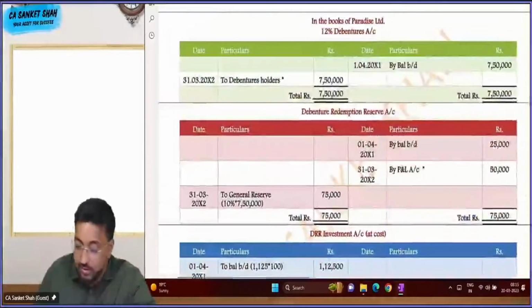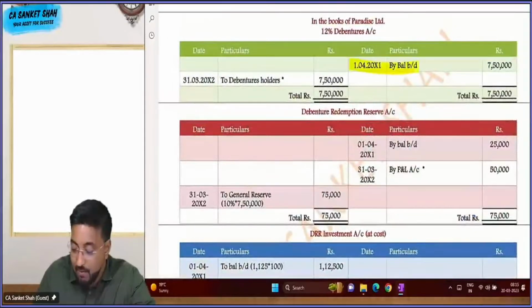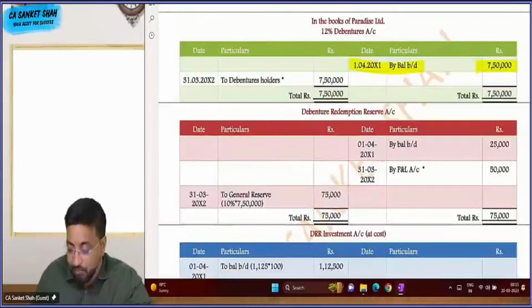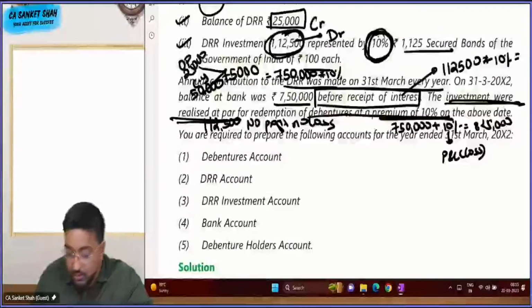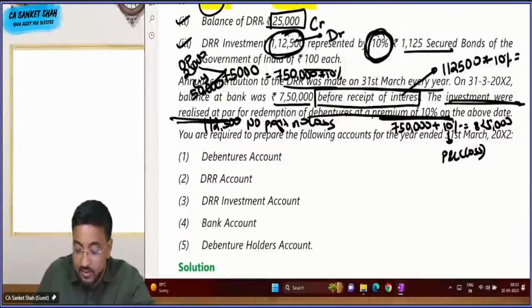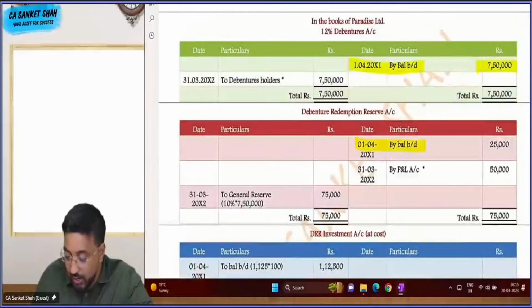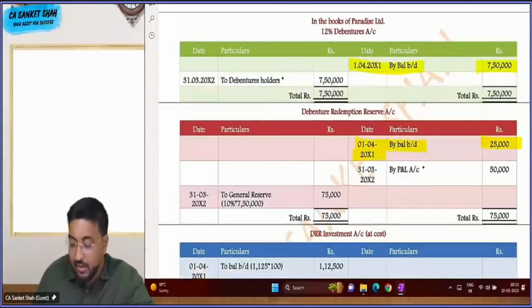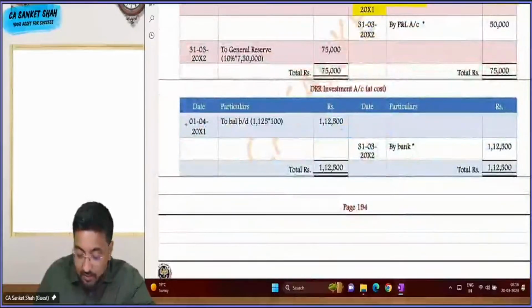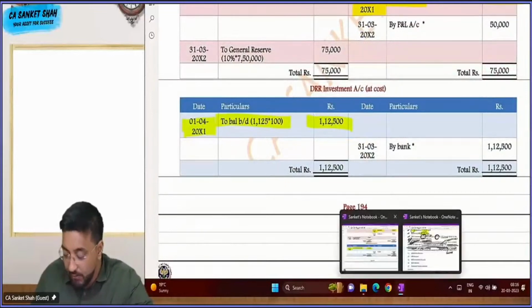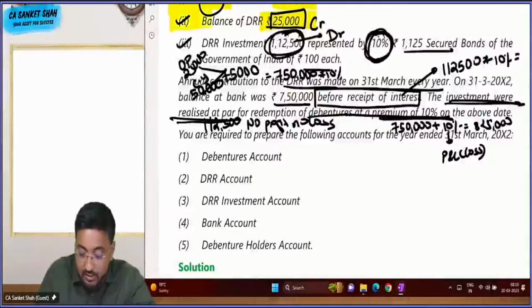So on the first line, by balance brought down 7,50,000. Correct? First, we will write all opening balances. Whenever you solve this question, better write opening balances first. DRR is 25,000, so by balance brought down 25,000. And DRR investment 1,12,500.